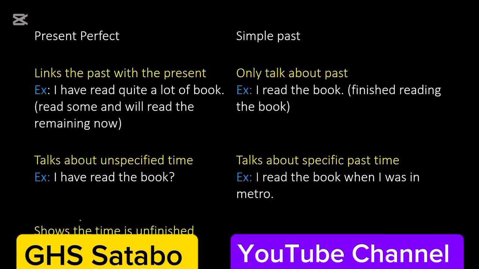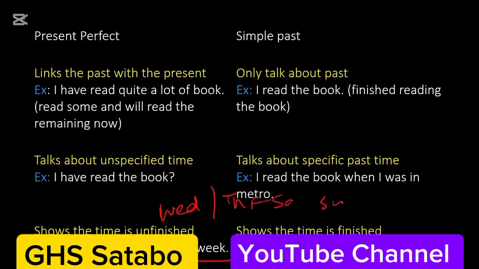Also, present perfect tense shows the time is unfinished. I have read 5 articles this week. So the time period of this week is still not over. I can still read more articles coming up this week. On the other hand, simple past clearly shows the time is finished. I read 5 articles last week. Can you see the difference here? This week, last week. This week, we might be on Wednesday and we still have Thursday, Friday, Saturday, Sunday coming up. But when I clearly say last week, that means it has nothing to do with the present and the task is completely finished.